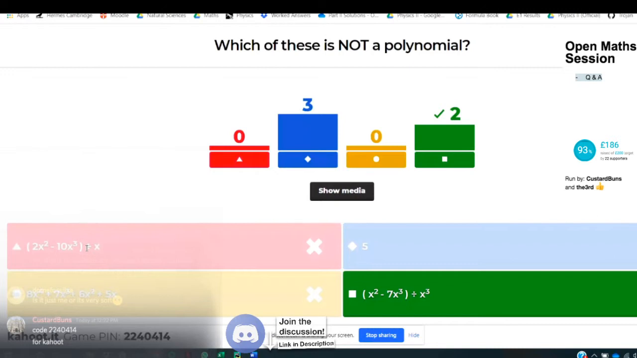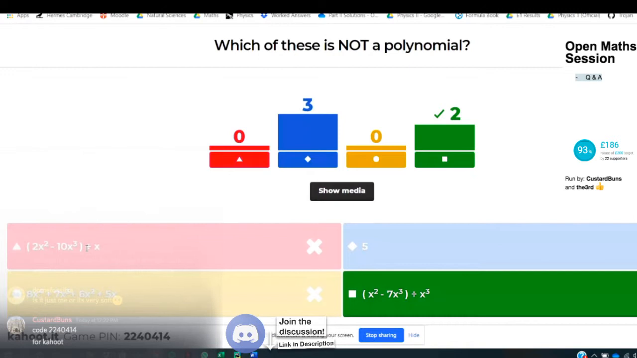The one most people seem to have tripped up on is the blue option. So 5 is a polynomial, and that's because 5 is equivalent to 5 times x to the power of 0. Remember that key distinction where constants are polynomials purely because there's a, in air quotes, hidden x to the power of 0, which evaluates to 1.